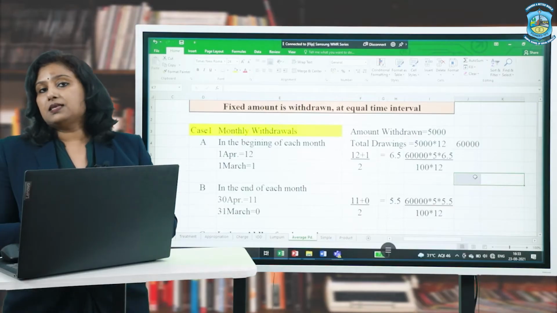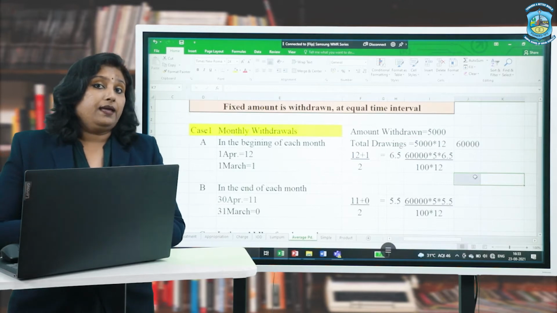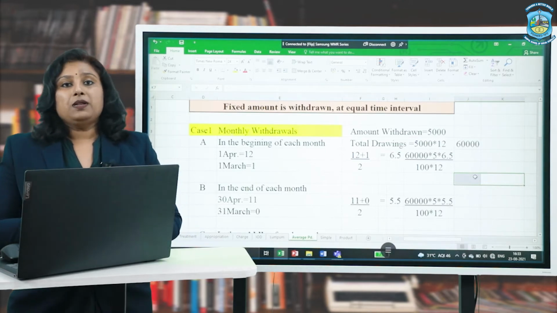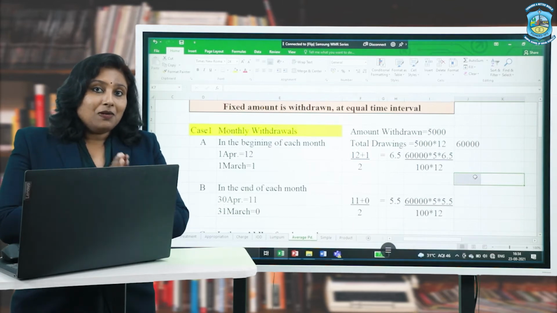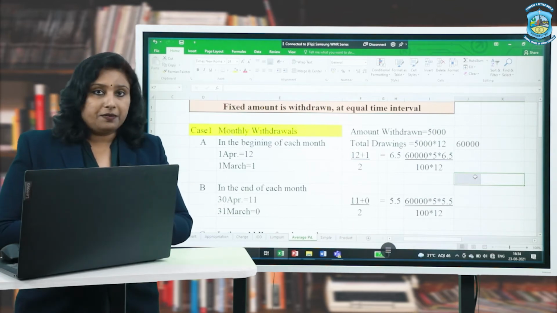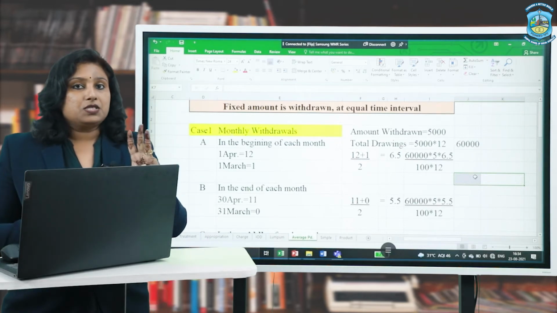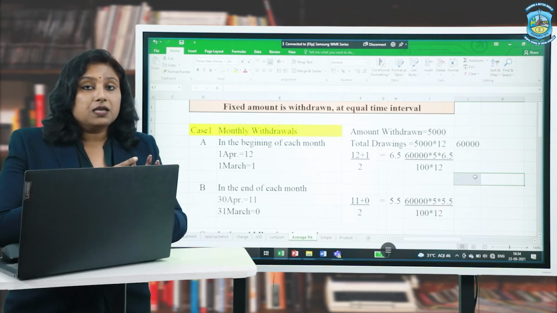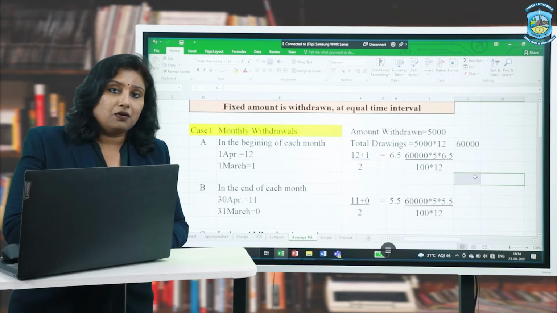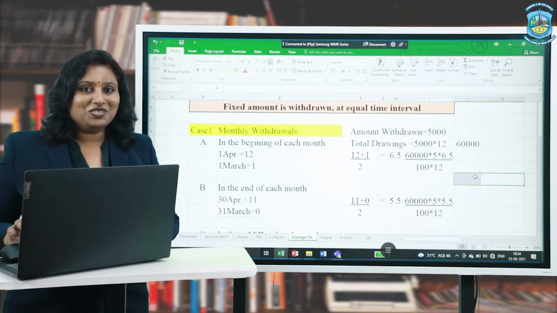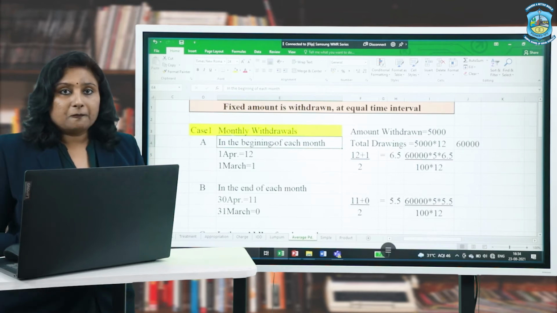Now on the 60,000, we need to calculate the interest on drawings, and for this we require the average period. As I said, the formula is the months left after first withdrawal plus months left after last withdrawal divided by 2. So let's count how it is to be done, and there will be 3 situations: withdrawal done in the beginning of the month, withdrawal done at the end of the month, and withdrawal done in the middle of the month. Let's take the first situation, that is the beginning of each month this partner is withdrawing.